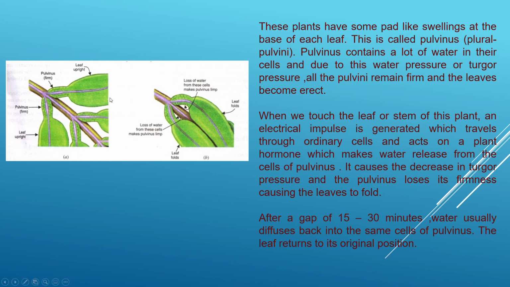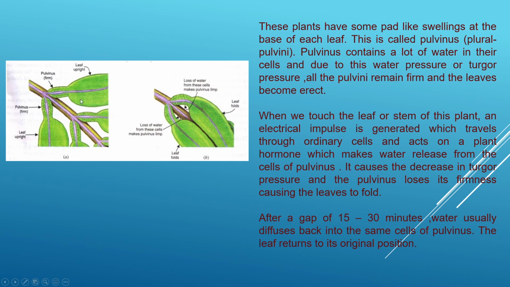You can see an enlarged figure of these leaves. These plants have some pad-like swellings at the base of the leaf, and this pad-like swelling is called the pulvinus, and this is the actual leaf. The pulvinus contains a lot of water, and due to this water pressure, or turgor pressure, the pulvinus remains firm or swollen, so that the leaf becomes erect.